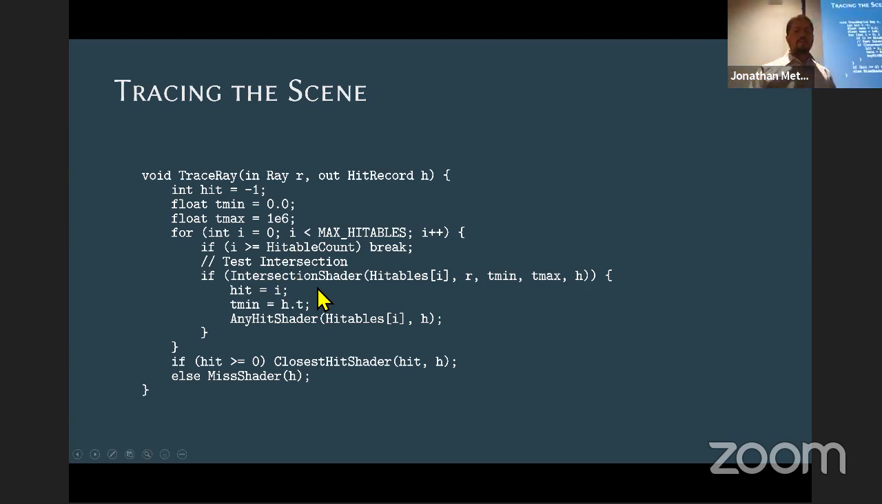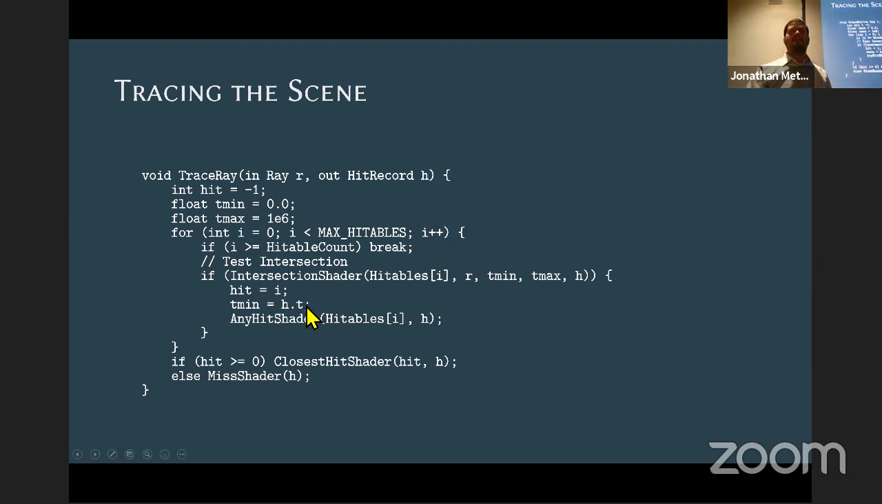So over here is when you can call your intersection shader. We'll pass it our hittables object, our ray, our Tmin and Tmax, and the hit record. A hit record is going to be used to store things like the current color or the current normal. And if our intersection shader succeeds, in other words, we got an intersection, then we can update the hit. We start off with -1, in other words, we don't have an object. And then we set our Tmin equal to the new T.